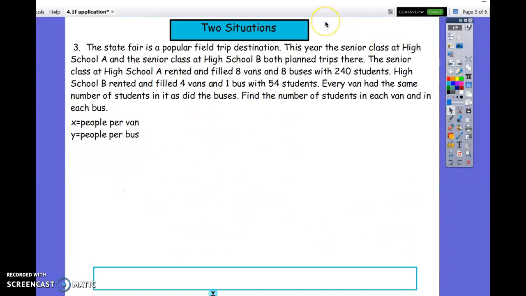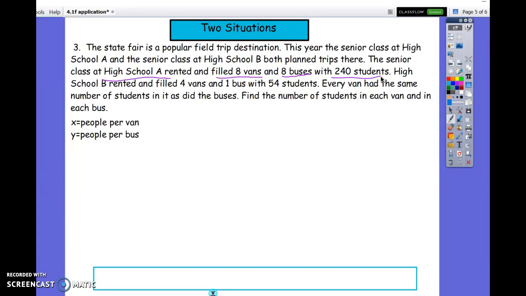Last but not least, we have two situations. So again, since there are two situations we're talking about, we're going to have an equation for each situation. So our problem: the State Fair is a popular field trip destination. This year, High School A and High School B are going there. So we have information about High School A. They rented and filled 8 vans and 8 buses with a total of 240 students.